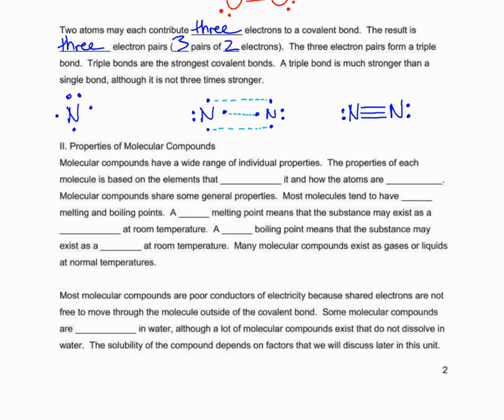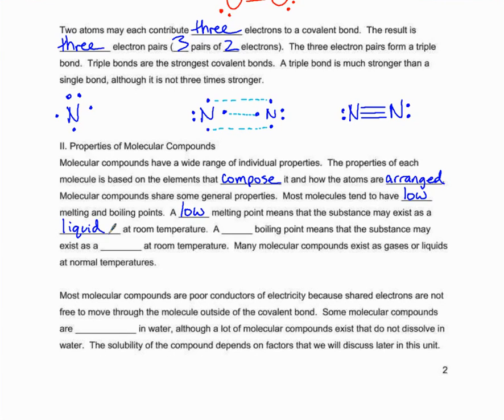So the properties of an individual molecule is based on the elements that compose it and how the atoms are arranged. But we do share some general properties. For instance, most molecules tend to have low melting and boiling points. So a low melting point means that the substance may exist as a liquid at room temperature.